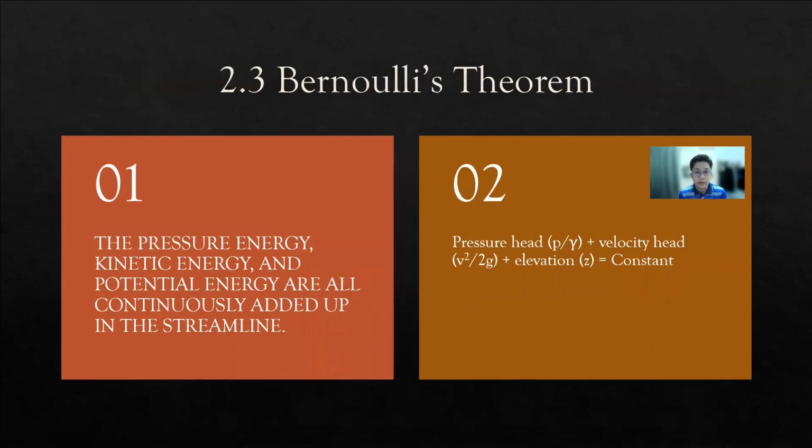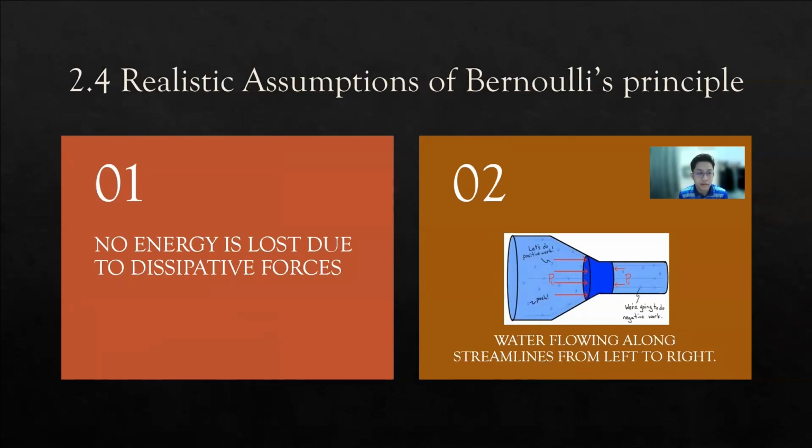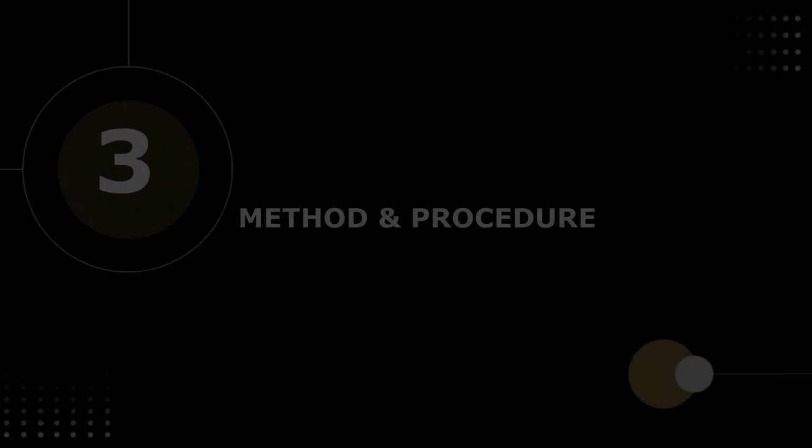2.3 Bernoulli theorem. Number 1, the pressure energy, kinetic energy, and potential energy all continuously add up along the streamline. The formula is pressure head plus velocity head plus elevation equals constant. So the last part of the theory is 2.4, realistic assumptions of Bernoulli's principle. Number 1, no energy is lost due to dissipative force. And number 2, there's a figure of water flowing along streamline from left to right.